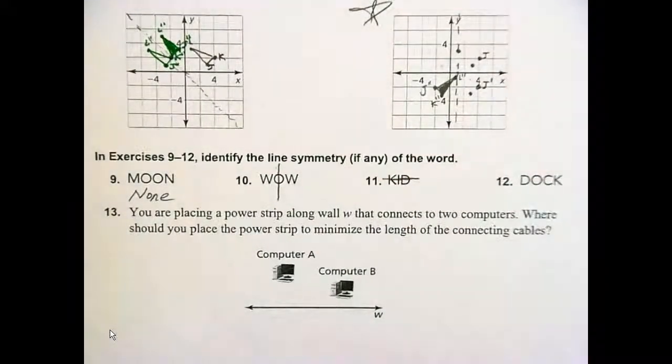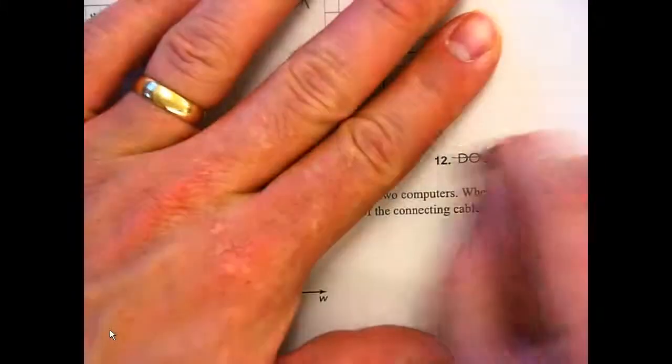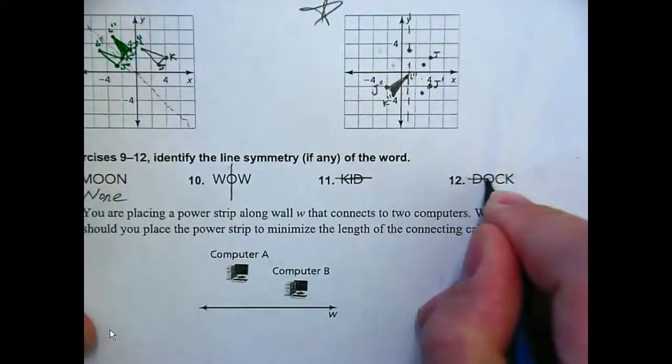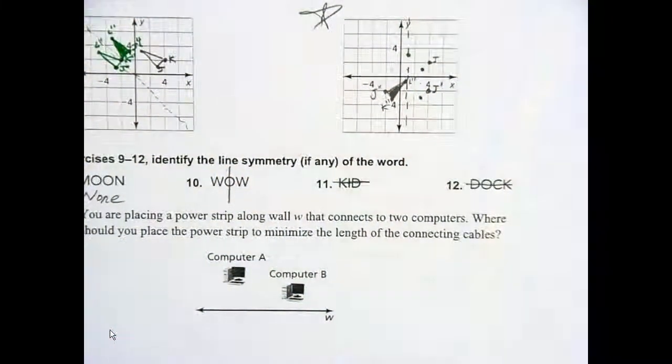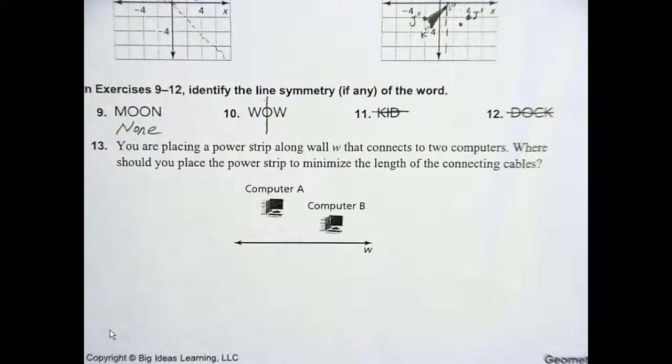And Doc? Oops, that was a poorly drawn line. Unbelievable. That was even worse. That's better. All right. Number 13, you're placing a power strip along a wall that connects two computers.